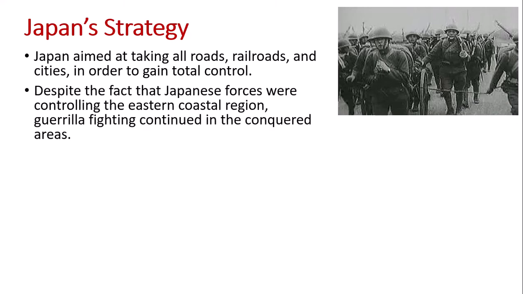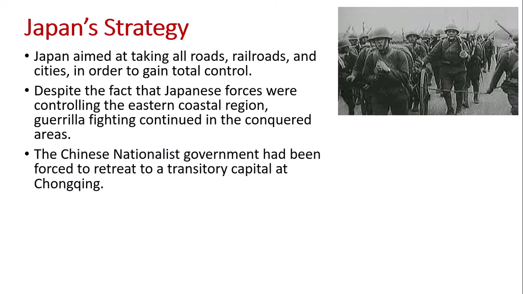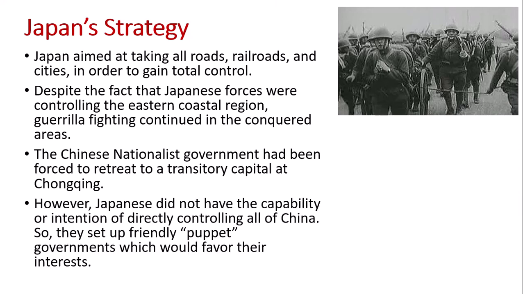Despite the fact that Japanese forces were controlling the eastern coastal region, guerrilla fighting continued in the conquered areas. The Chinese nationalist government had been forced to retreat to what was a temporary capital at Chongqing. But the Japanese did not have the capability, based on numbers alone, to directly control all of China. What they did instead was set up puppet governments that they felt would favor their interests. So this is interesting, that the intention wasn't fully to take the country over the way we might think. What they really wanted was a different government involved.